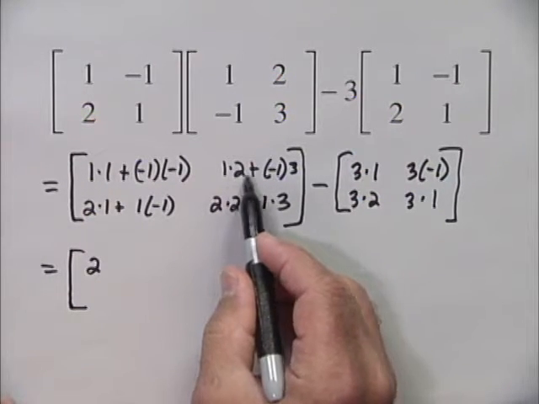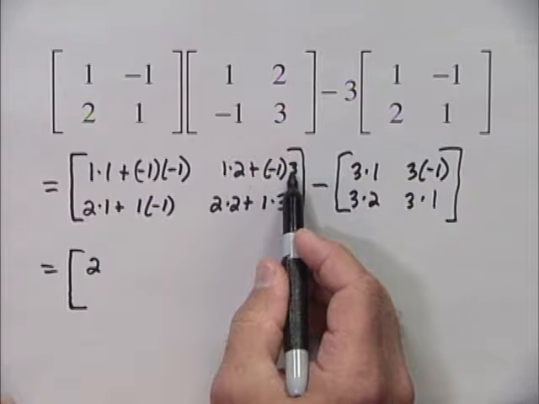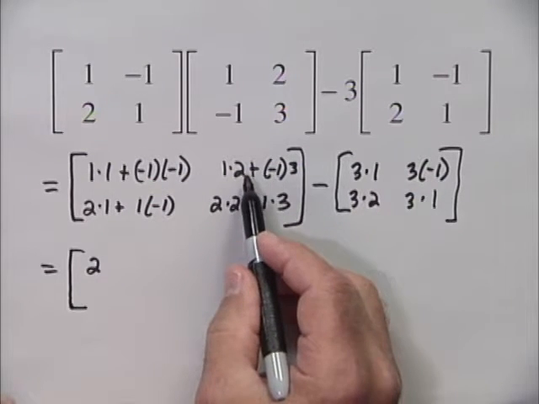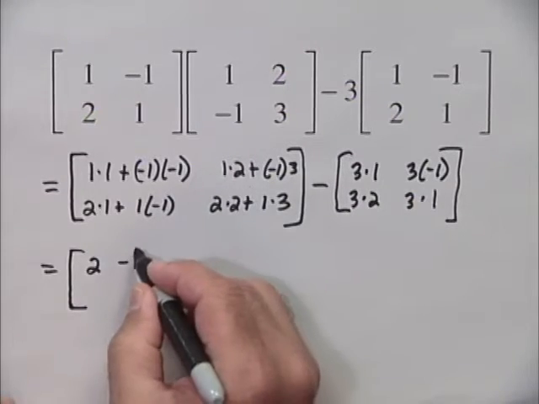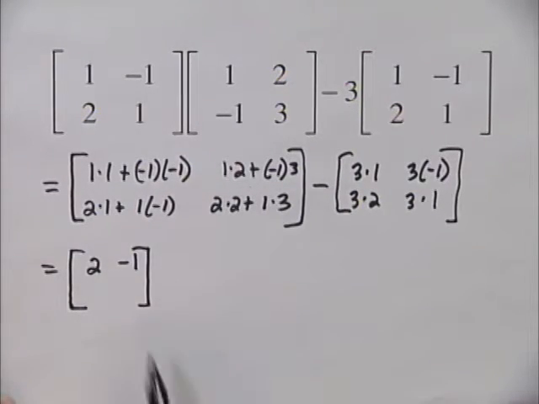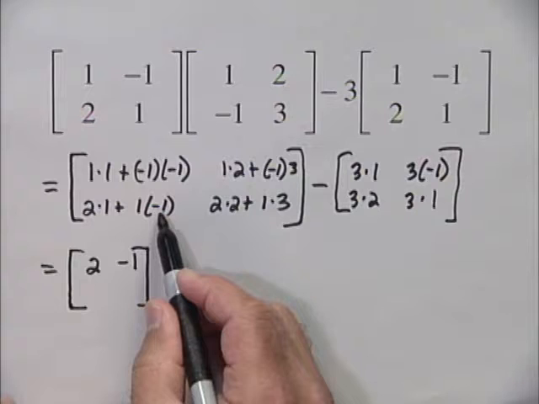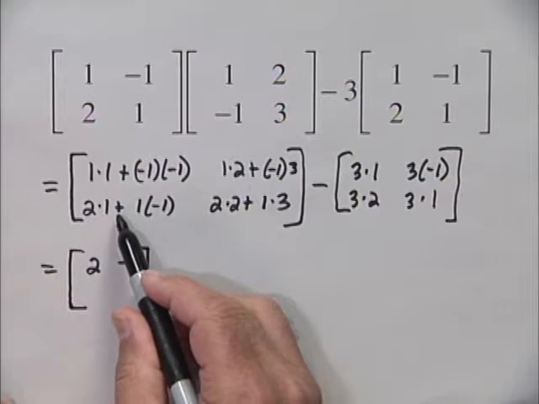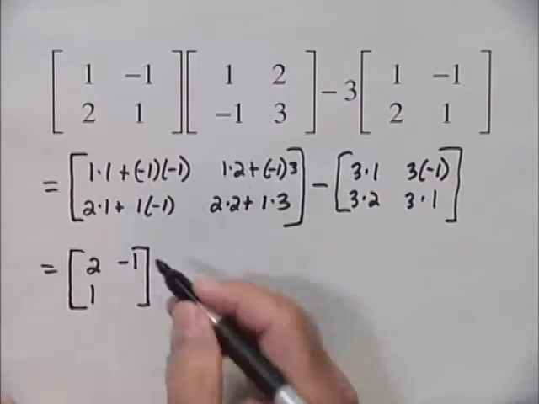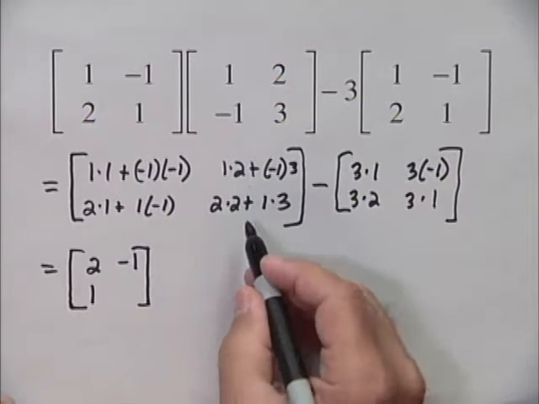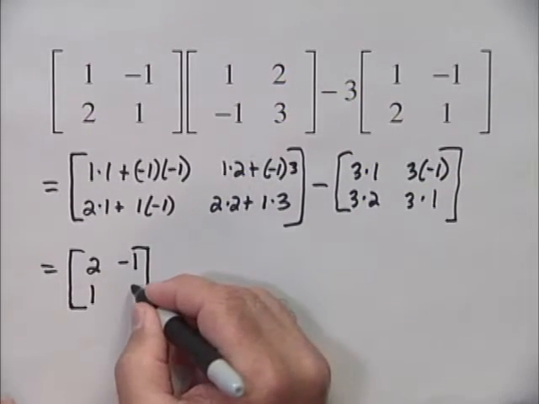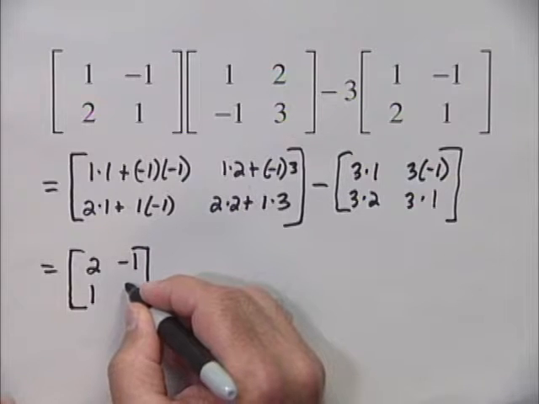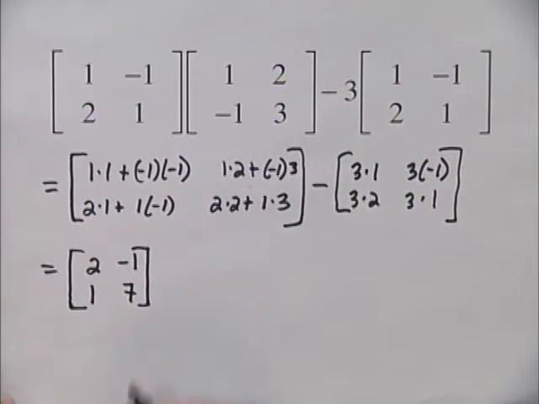1 times 2 is 2. Negative 1 times 3 is negative 3. 2 plus a negative 3 is negative 1. 2 times 1 is 2. 1 times negative 1 is negative 1. 2 plus a negative 1 is 1. 2 times 2 is 4. 1 times 3 is 3. 4 plus 3 is 7.